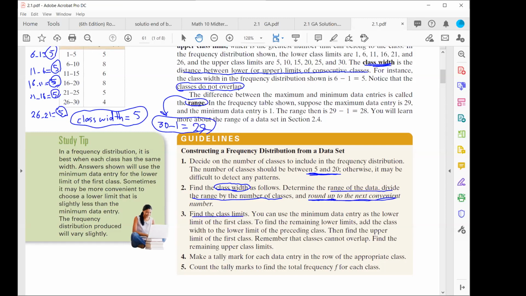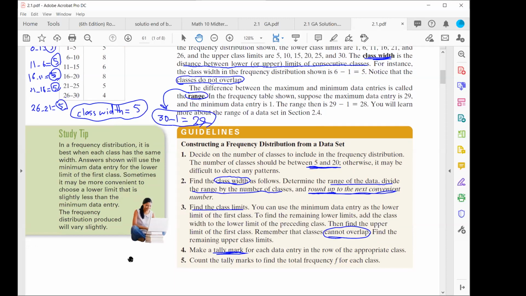You can use the minimum data entry as the lower limit of the first class. To find the remaining lower limits, add the class width to the lower limit of the preceding class. Then find the upper limit of the first class. Remember that classes cannot overlap. Find the remaining upper class limits. Number 4, make a tally mark for each data entry in the row of the appropriate class. Number 5, count the tally marks to find the total frequency, F, for each class. Thank you very much.